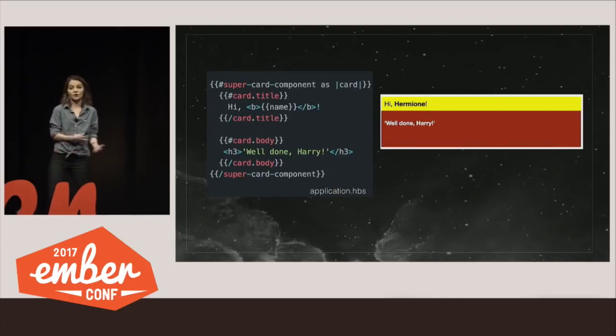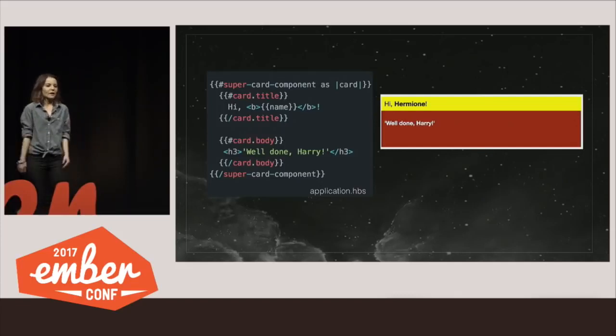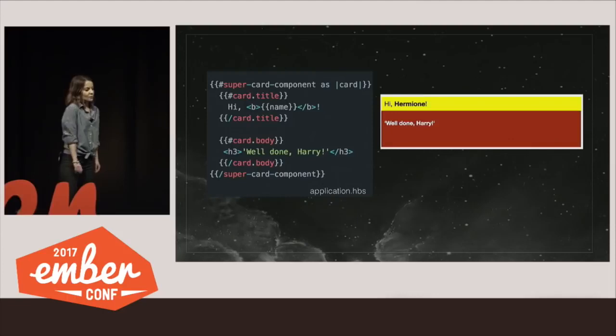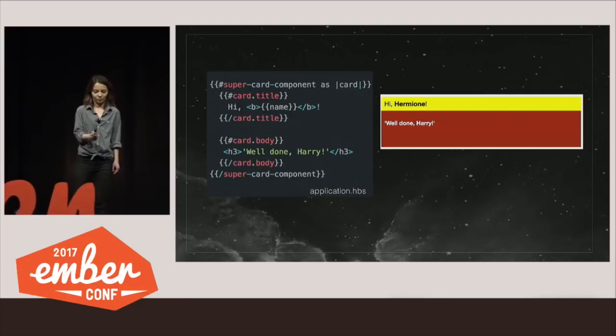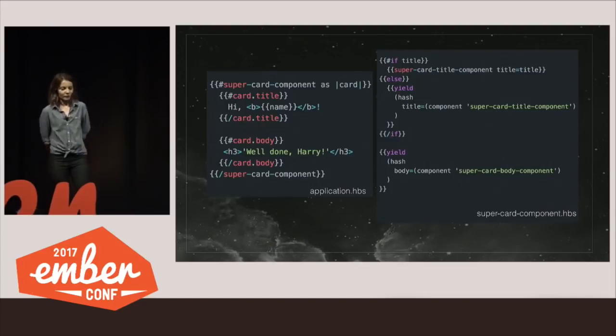If I want the title to be just a simple string, then I can do that. And if I want the title to do something crazy, like say hello to a person, then I can do that as well. So I'm just using the card properties, title and body, to tell them what to do. And it's going to look something like, hi, Hermione, in bold, and just a text to say, well done, Harry. This looks significantly better.